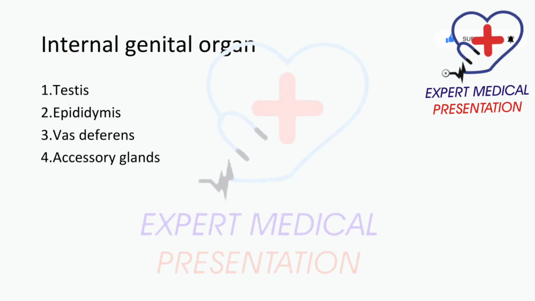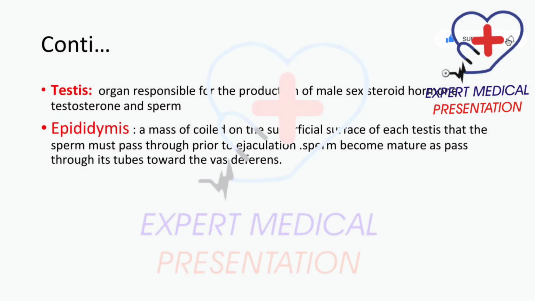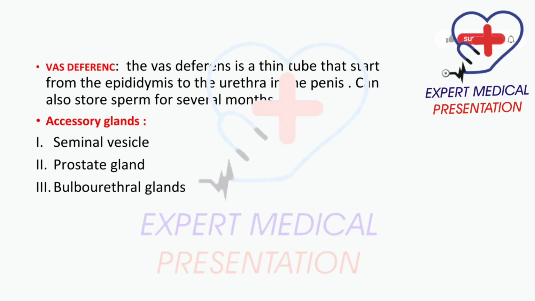Internal genital organs: testis, epididymis, vas deferens, accessory glands. Testis, the organ responsible for the production of the male sex steroid hormone testosterone and sperm. Epididymis, a massive coil on the superficial surface of each testis that the sperm must pass through prior to ejaculation. Sperm become mature as they pass through its tubes toward the vas deferens. Vas deferens. The vas deferens is a thin tube that starts from the epididymis to the urethra in the penis. It can also store sperm for several months.